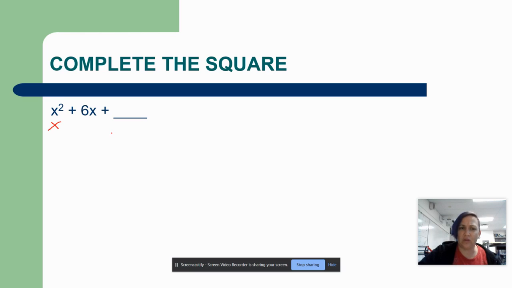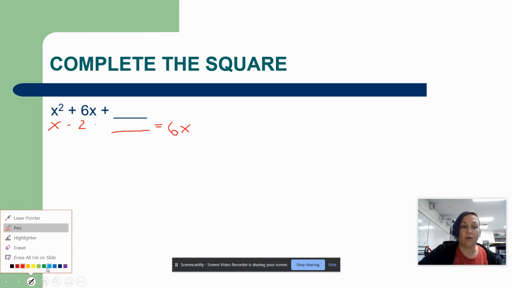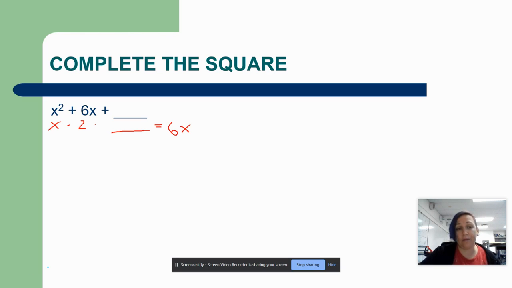Normally we would square root the last term, but I don't know what the last term is, so I'm just going to put a blank space here. And then if we multiplied that by 2, then we would get the middle term. It has to equal the middle term because we definitely want it to be a perfect square trinomial. So now we just need to fill in the blanks.